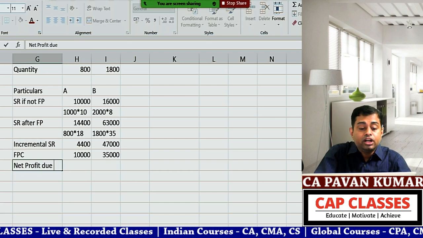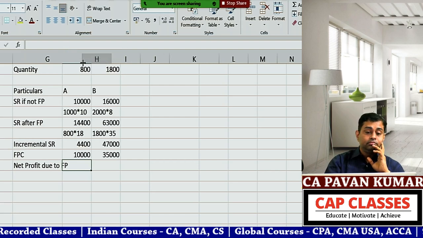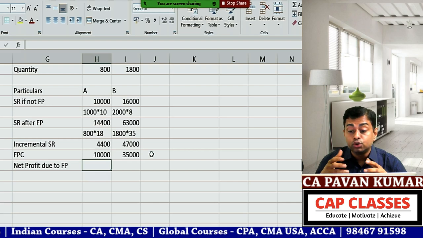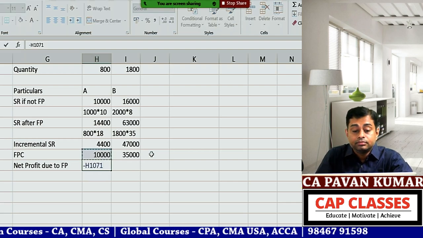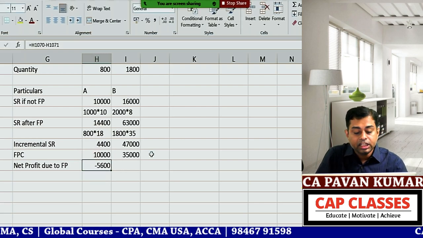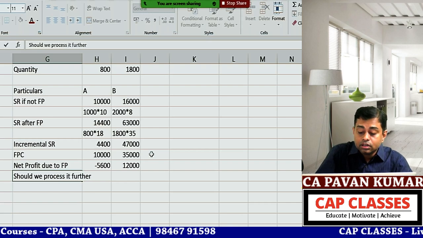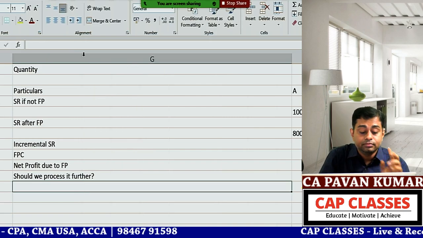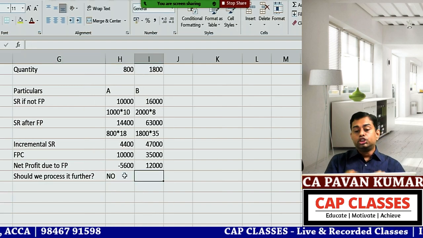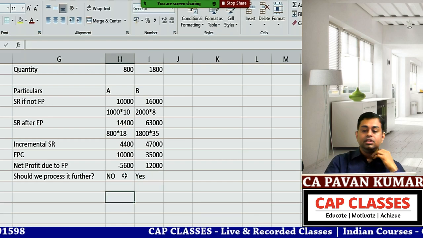So, net profit due to further processing. Can you tell me what is the net profit due to further processing here? Minus 5,600. Here, 12,000. So, should we process it further? You tell me. Should we process A into A plus further? Yes or no? No. Should we process B into B plus further? Yes. That's all. This is how you make a decision.